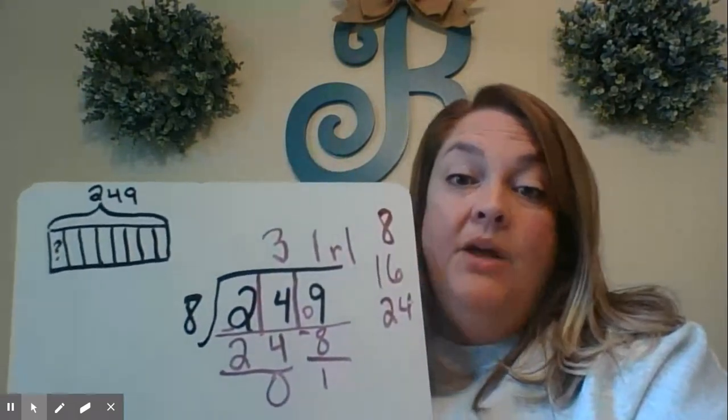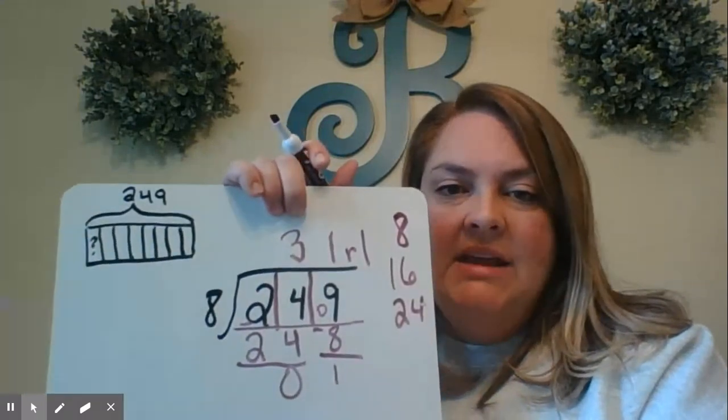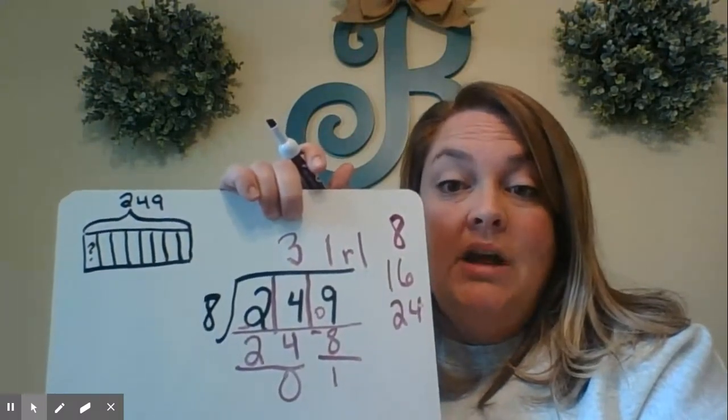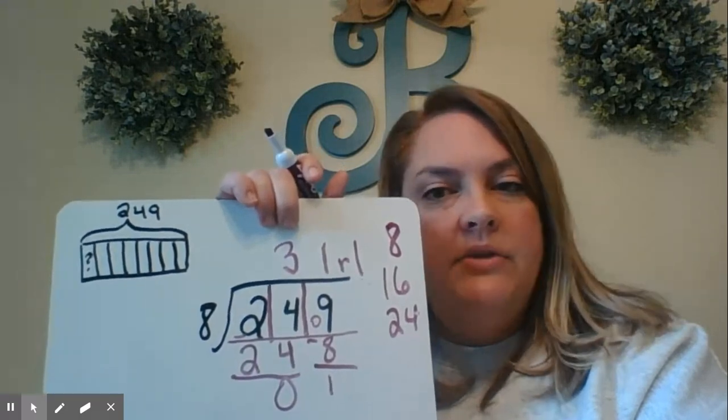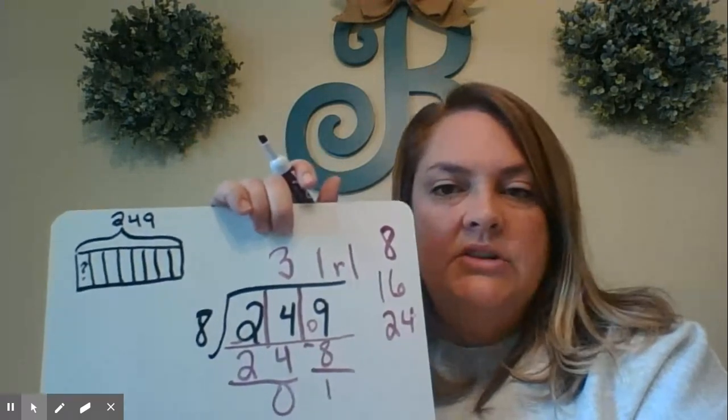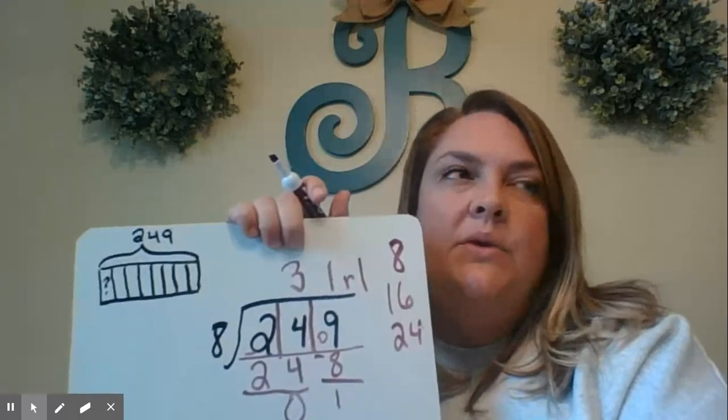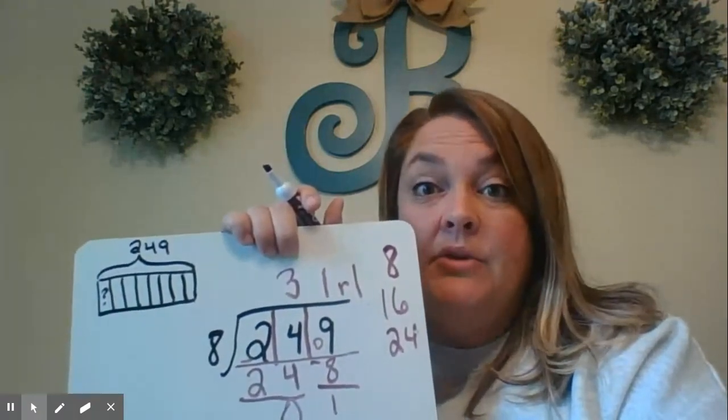So right now, what this quotient stands for is that each student is going to get 31 colored pencils, but there's going to be 1 left over. Do you think that would be okay in that situation? Yeah, to interpret this remainder, we wouldn't have to add it on. It's okay if there's a pencil left over, right?